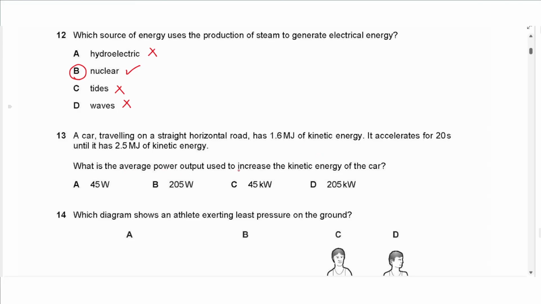What is the average power output used to increase the kinetic energy of the car? So we can say that the power is equal to the change in energy over time. So there is a change in energy from 1.6 to 2.5, so 2.5 minus 1.6, but that's times 10 to the power of 6 for mega, and then we divide by the time, which is 20 seconds. That gives an answer of 45,000 watts, which we can say is equal to 45 kilowatts, so we choose C.